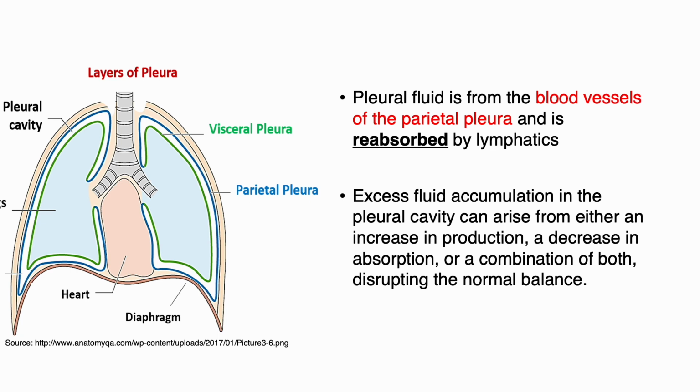Excess fluid accumulation in the pleural cavity can arise from either an increase in production, a decrease in absorption, or a combination of both, disrupting the normal balance. When pleural effusion is predominantly due to elevated hydrostatic pressure, it is typically classified as transudative. Conversely, increased permeability of mesothelial cells and capillaries or impaired lymphatic drainage generally leads to the formation of exudates.